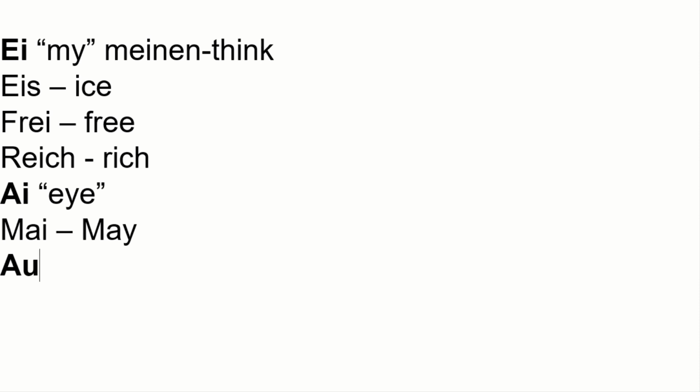AU can be pronounced in English like this. When we're amazed by something, we may say, "Oh, what a surprise!" That "oh" is our German combination. For example, Auto. It's a car. Auch. It means also.